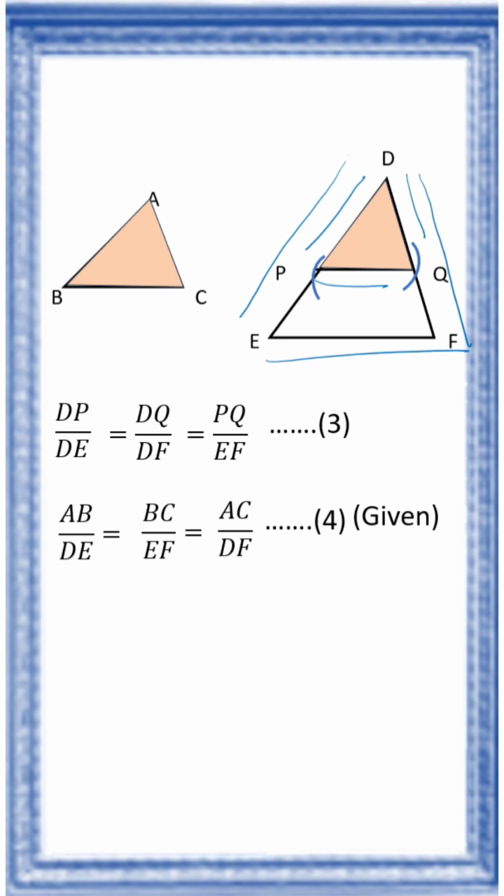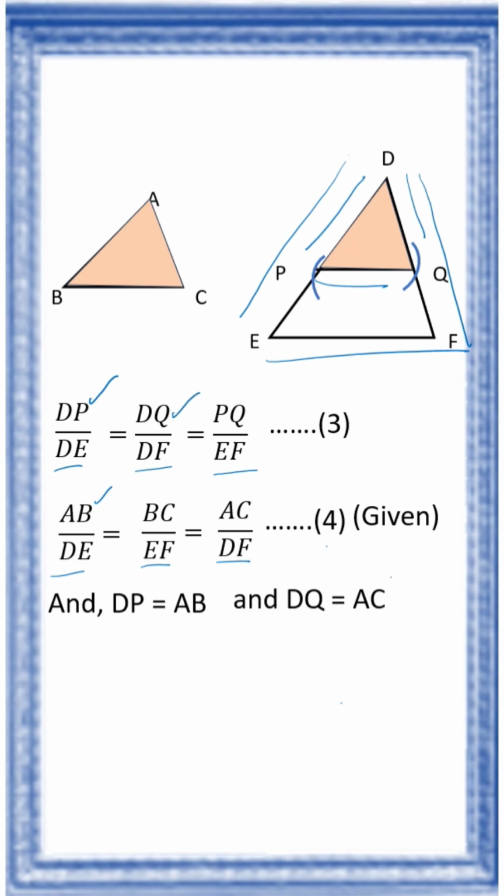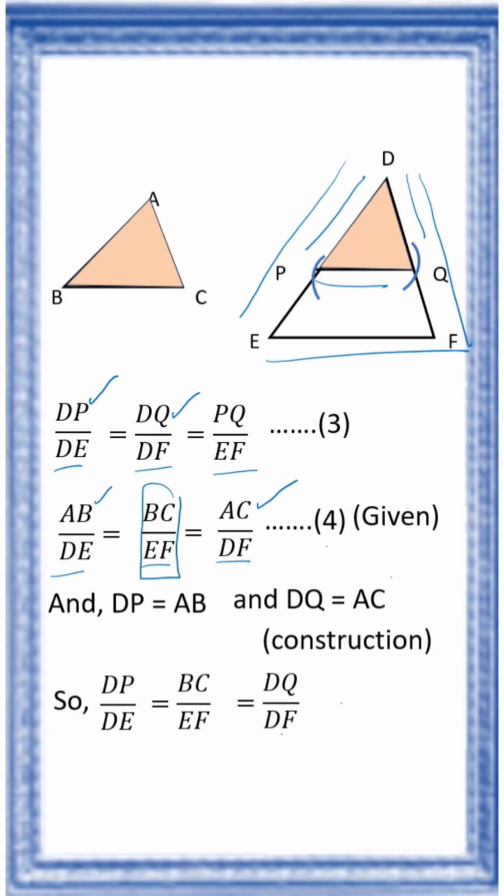Now observe the denominators DE, DE, DF, DF. Here EF. And DP is equal to AB, DQ is equal to AC, by construction. So instead of AB we can write DP: DP/DE. Let BC/EF stay like that, and instead of AC let us write DQ: DQ/DF. Let this be equation number 5.